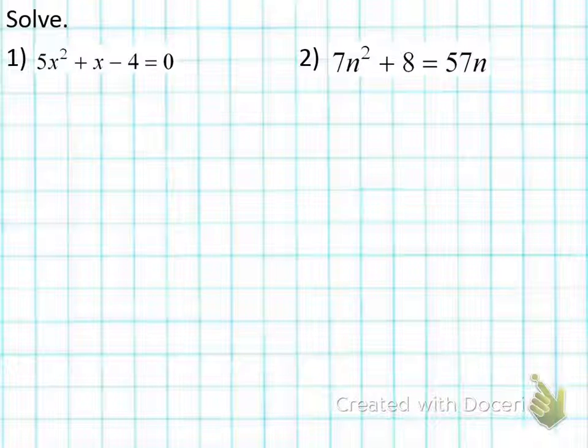Number 1, 5x squared plus x minus 4 is equal to 0. Okay, the first thing I want to do is make sure everything's on one side of the equation. This one already is there. I identify A, B, and C in order. A is 5, B is 1, C is negative 4. So I'm going to do my x box like I normally do. But before I do that, I want to make sure I factor any GCFs out. There is no GCF I could factor out, so I'm going to rewrite this.